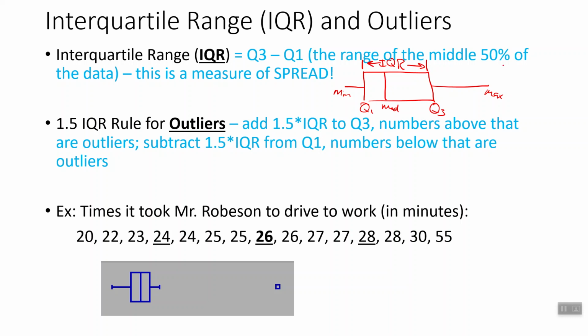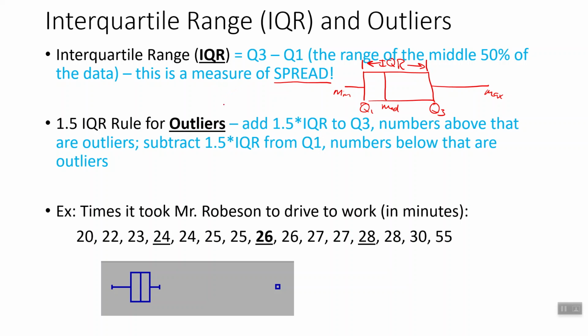It's the range of the middle 50% of the data. There's another way of saying it. Remember, range is the biggest minus the smallest. Well, the middle 50% goes from Q1 to Q3, so the range of that would be Q3 minus Q1. This is another measure of spread. So if you want to talk about measure of spread when you're comparing, you can say the IQR is whatever the IQR is. You don't have to bring up standard deviation or range. You can just say IQR.